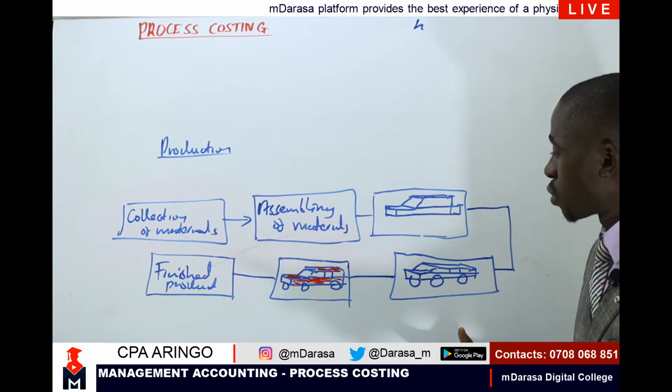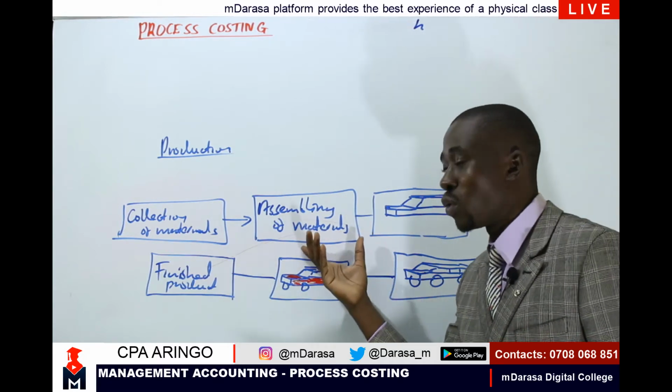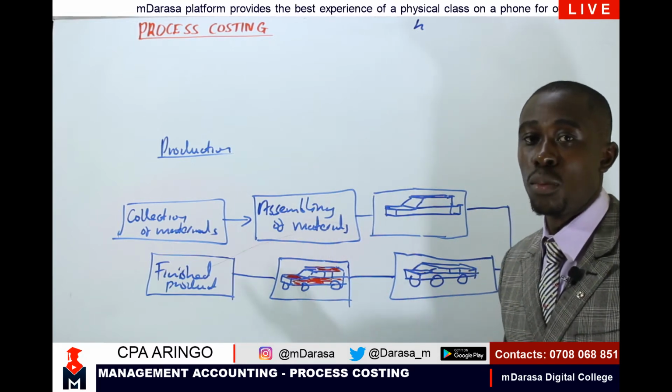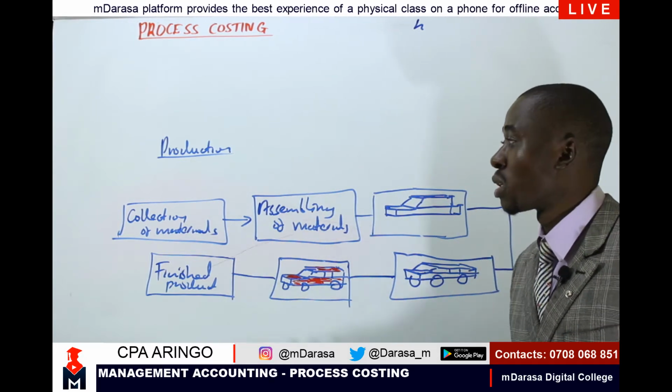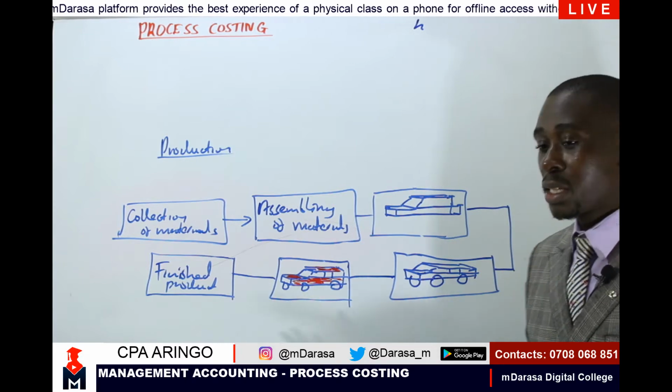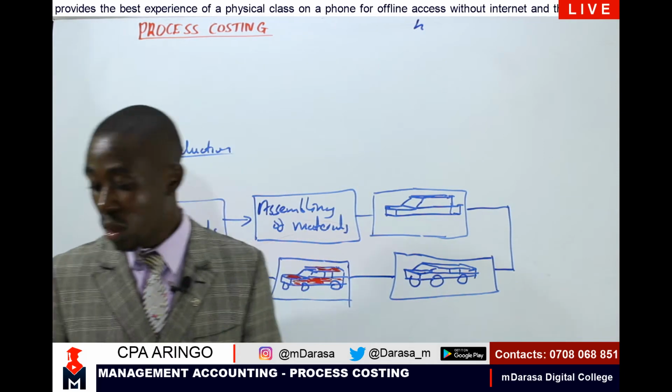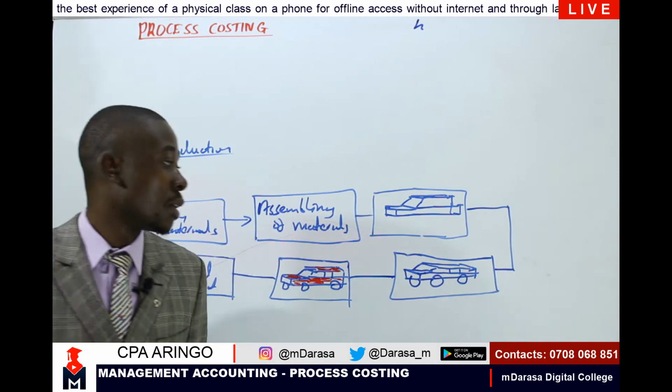So it will be upon us to analyze whatever we've set, have we really achieved it? And in that case, do we have any losses that we've incurred, both the ones that we were expecting and probably the ones that we are not expecting? So all this is the concept of process costing.